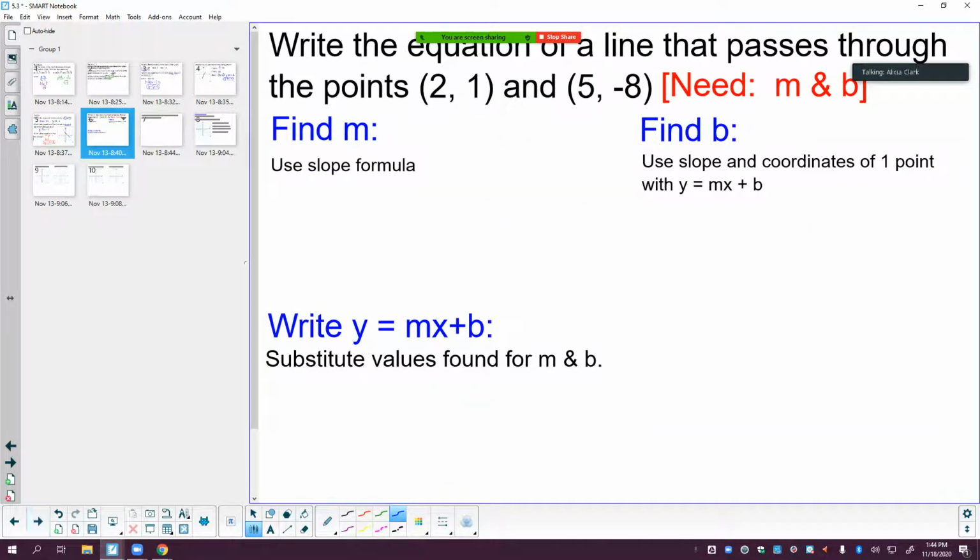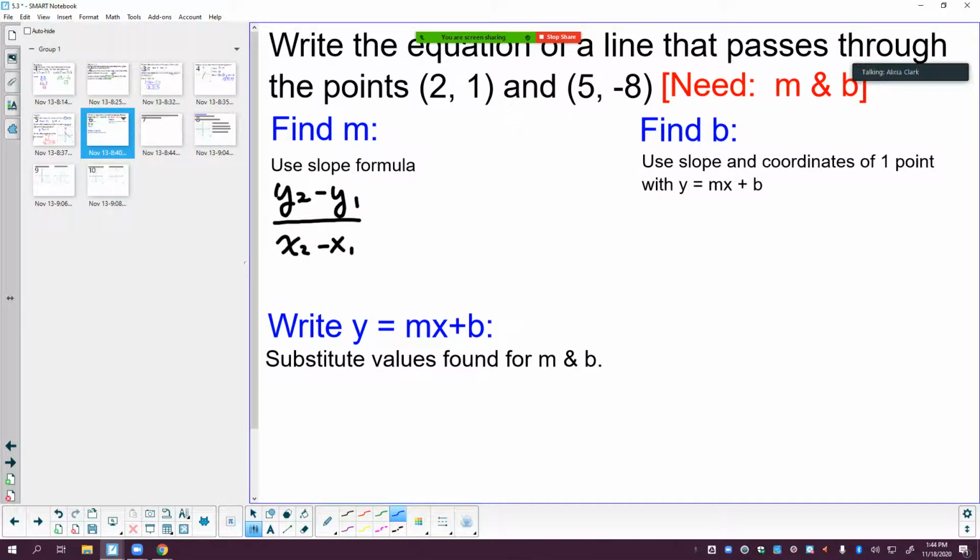Now we're going to write the equation of a line that passes through the points (2, 1) and (5, -8). We still need m and b. We always need m and b because that's what goes into our equation. The first thing we're going to do is find what the slope is. Use the slope formula. This is what we did yesterday, which is why we started with this. Find the slope between the 2 points here.